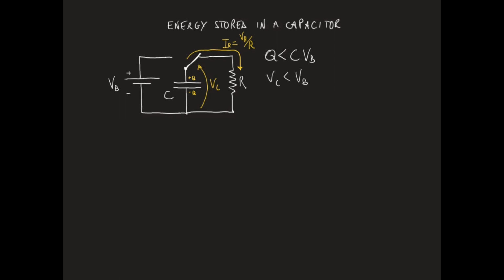As a consequence of this reduction in the voltage across the capacitor and across the resistor, which is in parallel with the capacitor, the current IR will also in turn decrease. The charge on the plates will continue decreasing, although at a smaller rate. The current will stop flowing when no more charge is left on the plates and the voltage across the capacitor becomes zero.